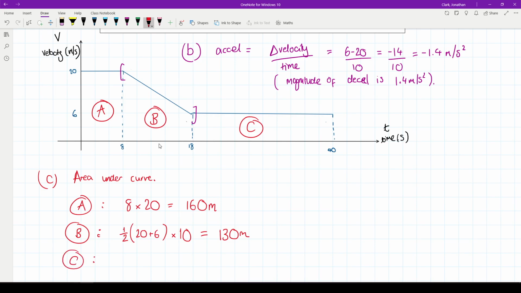The last section of my journey is another rectangle. The base of the rectangle goes from 18 to 40, so it's 22 units long. And the height of the rectangle is 6. 22 times 6 is 132. So I'm going to take those three values and add them together. We can just put them in the calculator. And if we work it out this way, we are going to get 422 meters travelled.